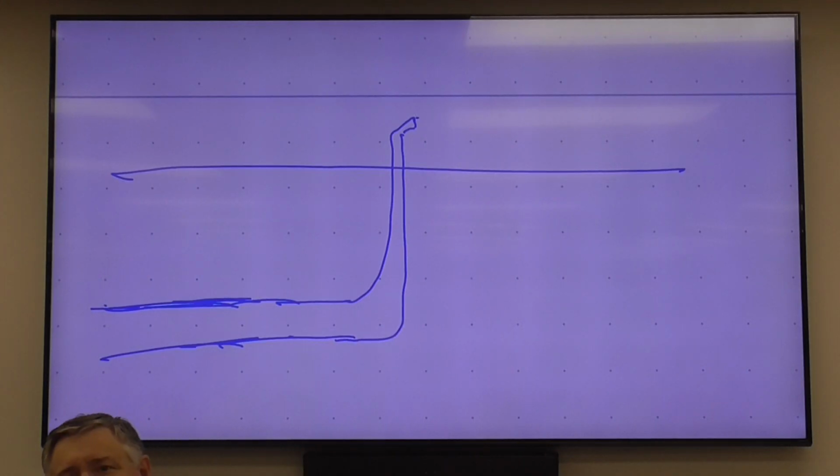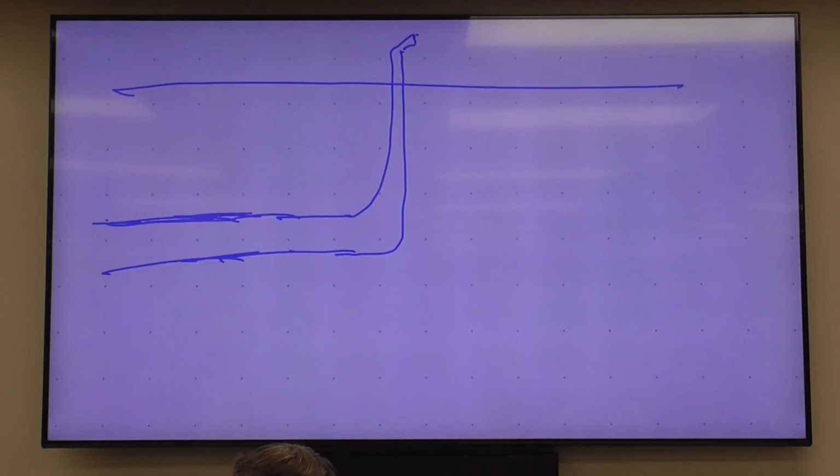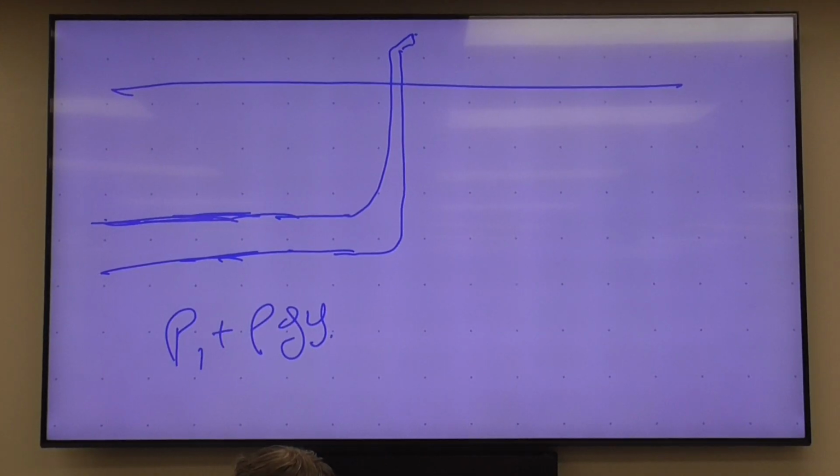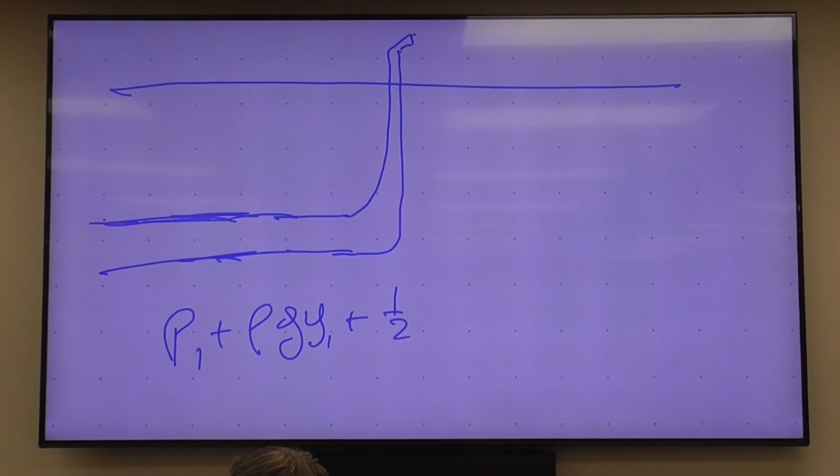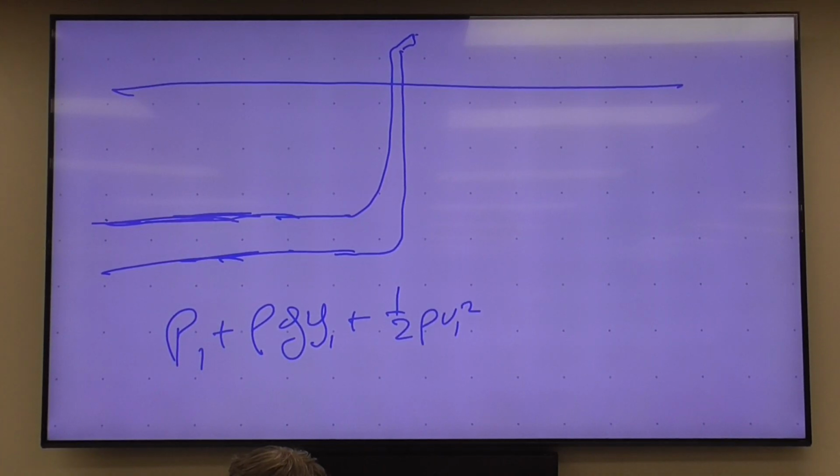Okay? So, here's your ground level. Here's your water supply pipe. And it's going to come up to a water fountain like this. Okay? Which looks like the Loch Ness Monster, but you get the idea. So, we're going to look at it: P1 plus rho g y1 plus 1/2 rho v1 squared.